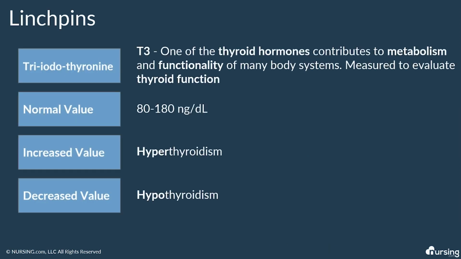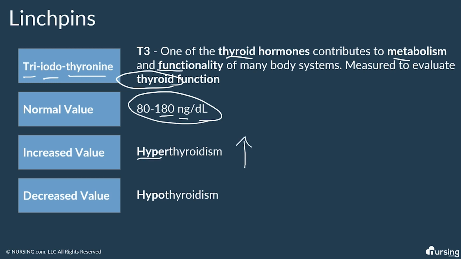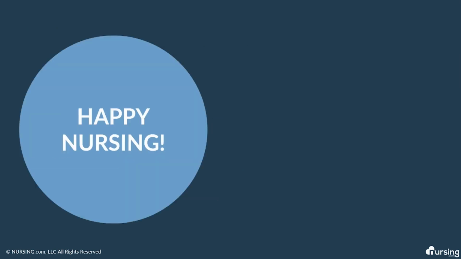The linchpins for this lesson for triiodothyronine, took me a long time to figure out how to pronounce it, is that this is one of the thyroid hormones, and it contributes largely to metabolism and functionality of many body systems, but it primarily measures thyroid function. Normal values are between 80 to 180 nanograms per deciliter. When values are increased, hyperthyroidism. When they're decreased, hypothyroidism. This wraps up our lesson on T3.